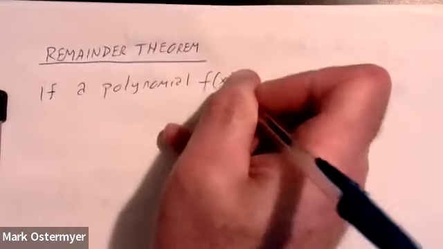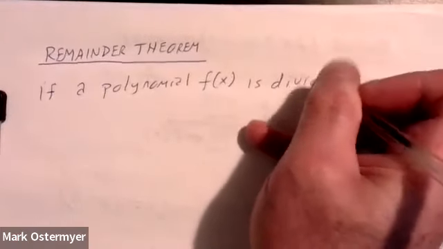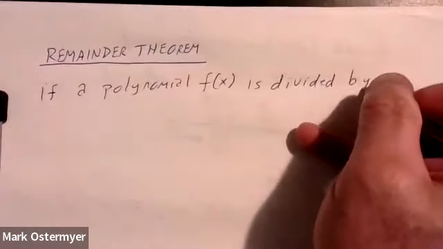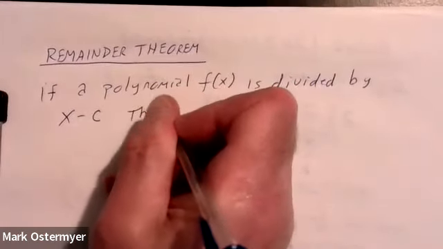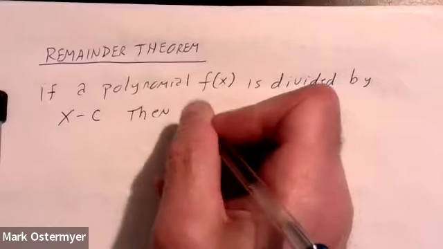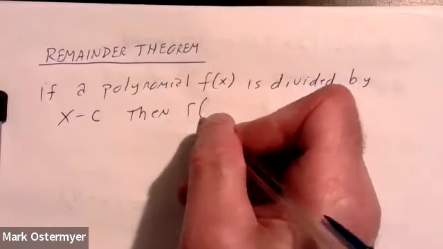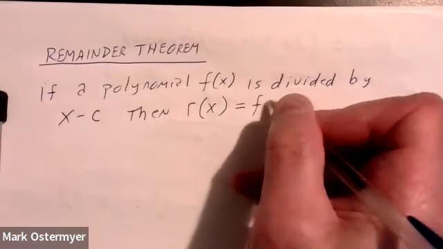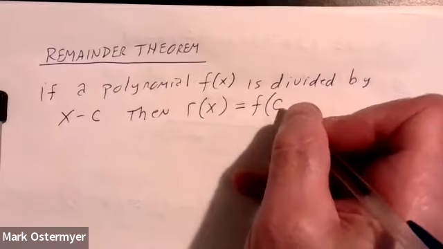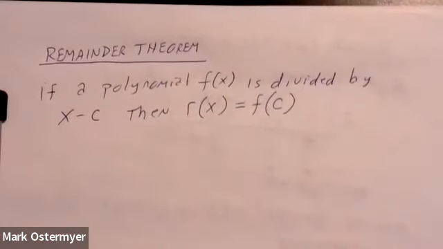f of x, a polynomial function f of x, is divided by x minus c, then this theorem goes on to guarantee that the remainder is going to be equal to the polynomial function f of x evaluated at that number c. That's what the remainder theorem guarantees.